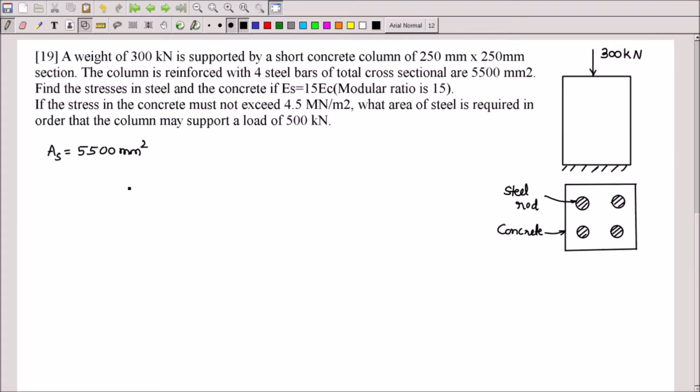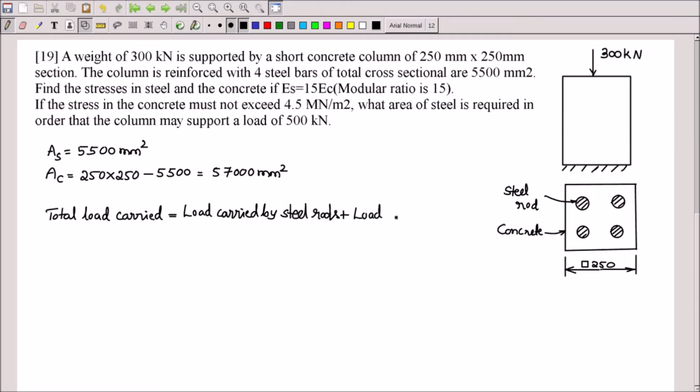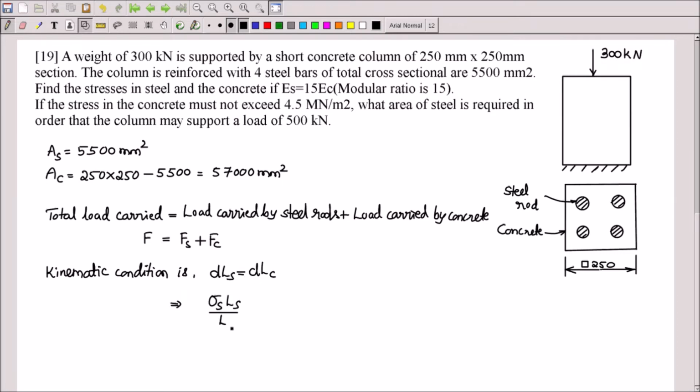This is the total cross section. Square of 250 means the total area is 250 by 250. So for only concrete, the area is 250 into 250 minus 5500. So AC is 57000 mm square. Total load carried will be equal to the load carried by the steel member and the load carried by concrete. You can add, that is the equilibrium equation. And the kinematic condition is that deformation in both the members is equal. Just substitute that like the previous problem, and we can solve it.